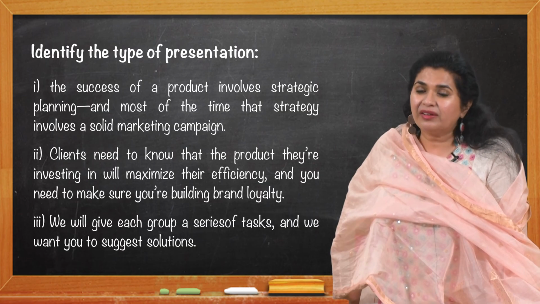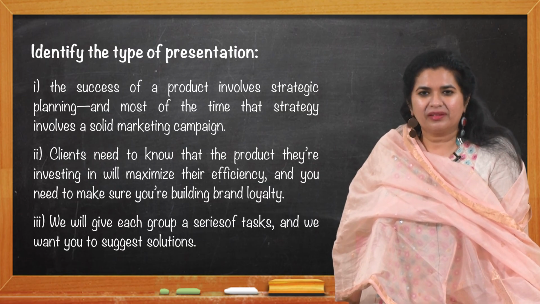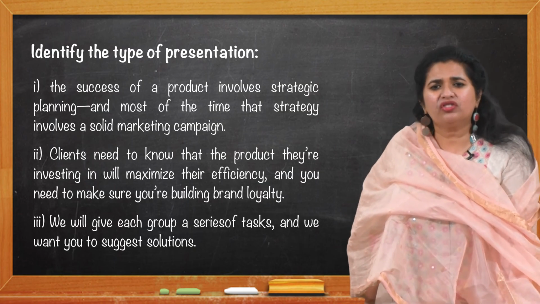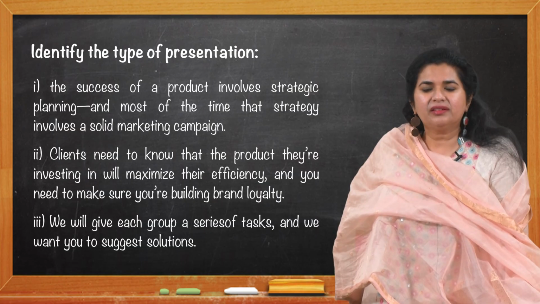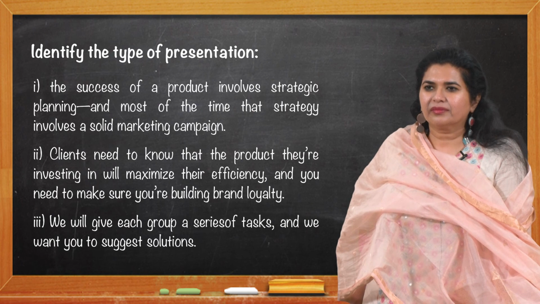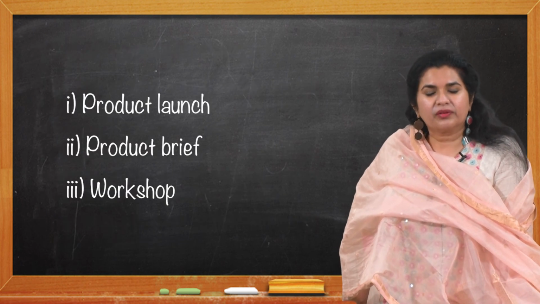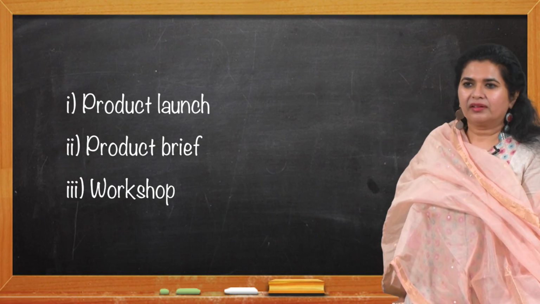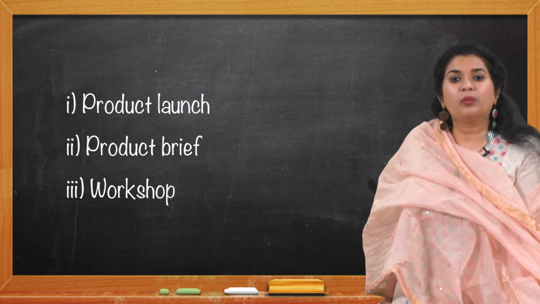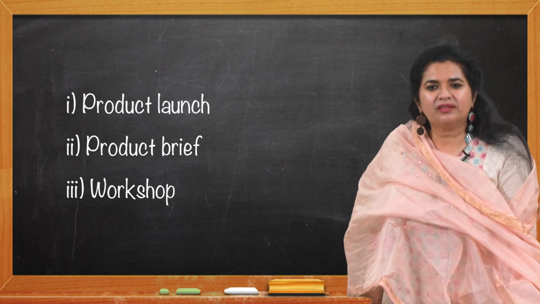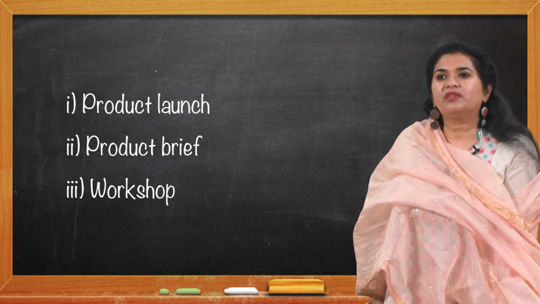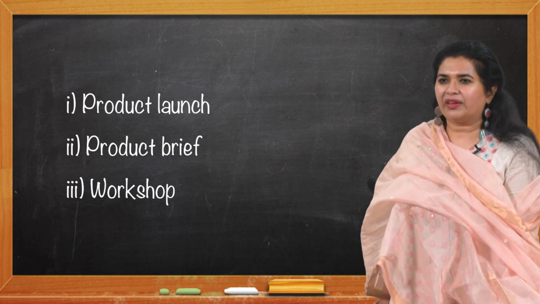So, when do you need to use such phrases or language, and when can you use the line? We will give each group, that is the third one, a series of tasks, and we want you to suggest solutions. So, first one, product launch, next is product brief, and then you have your workshop. We will give each group a series of tasks. Generally we talk like this at workshops when we are training people to do something.